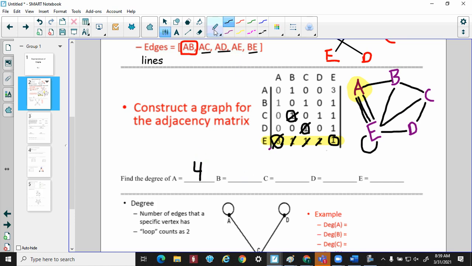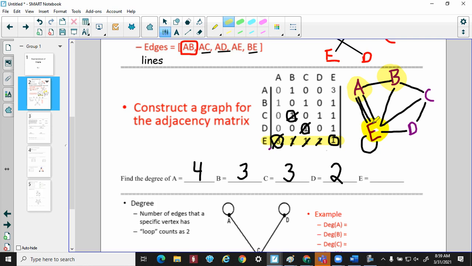Look at B. Very simple. Don't overthink it. Look at B. How many lines are touching B? Like physically touching B, it's 3. C is the exact same way. How many lines are touching C? Well, I see 3. 3 lines are touching C. D, there's 2.